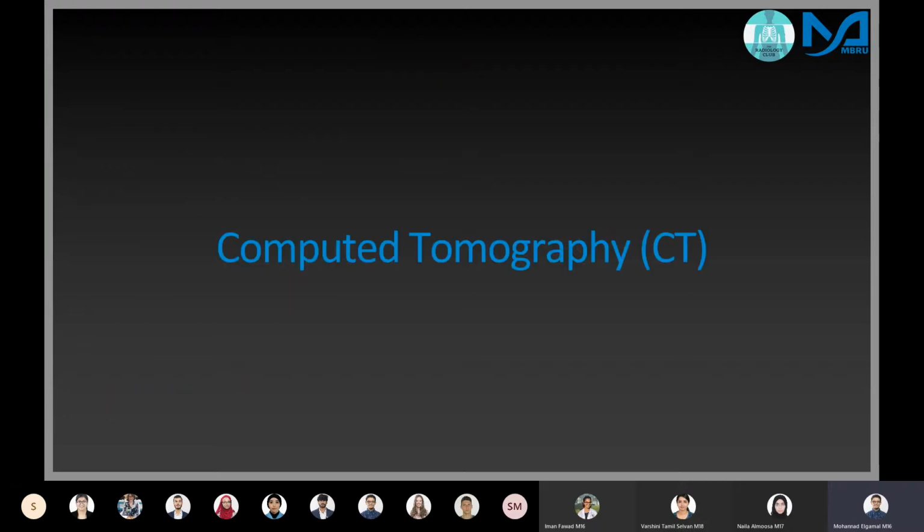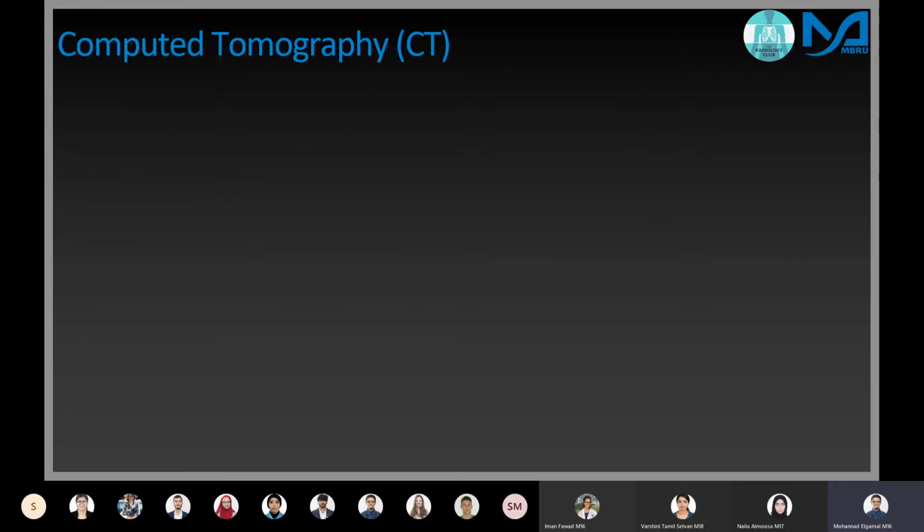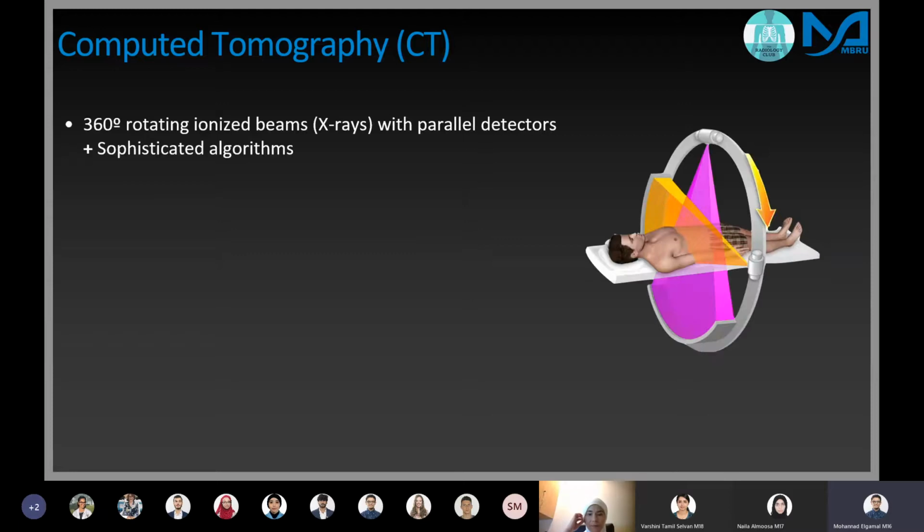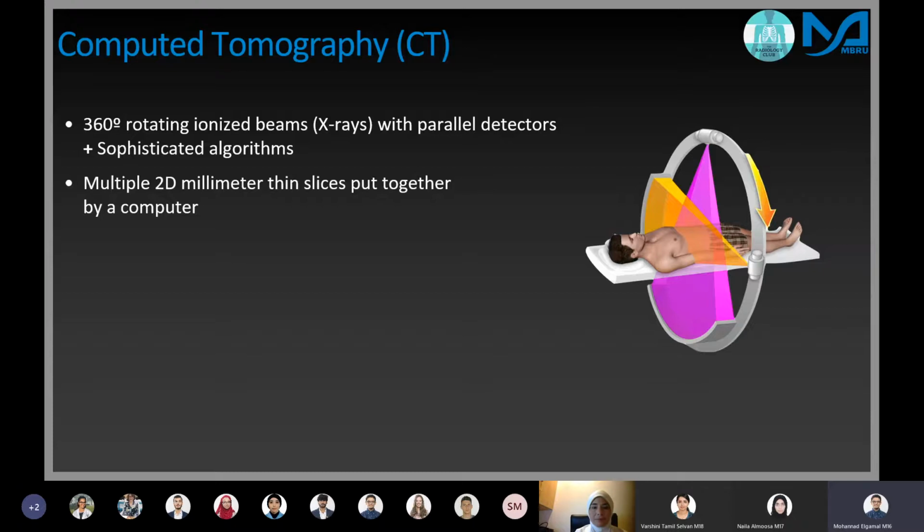So let's start with the CT scans or computed tomography. So computed tomography, from the name, basically indicates these X-rays or X-ray radiation emitting in a 360-degree fashion and has a parallel detector on the opposite side, and it just spins around the subject and takes multiple 2D images. Usually they're millimeter thin slices, and then all of that is computed by an algorithm, a very sophisticated algorithm, to determine what the X-rays have detected.